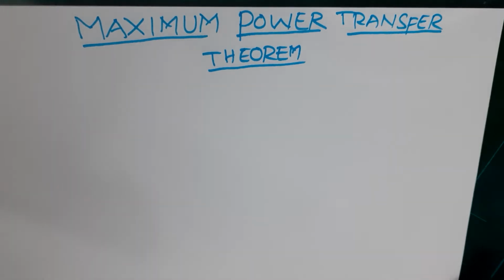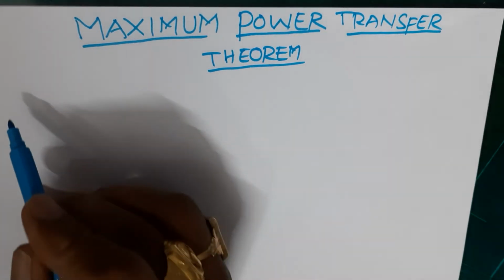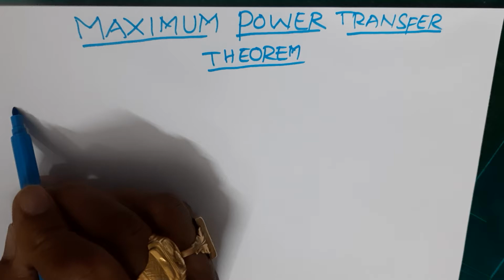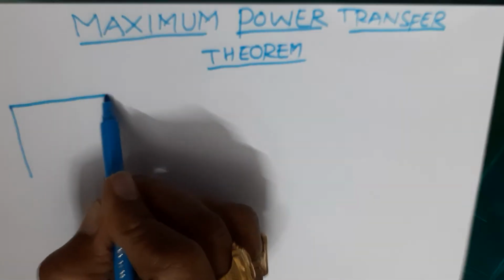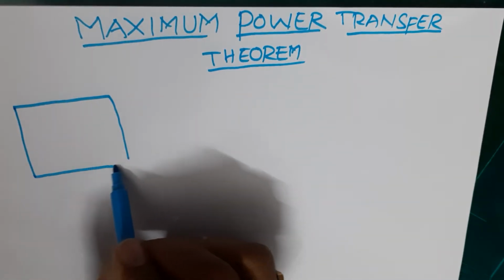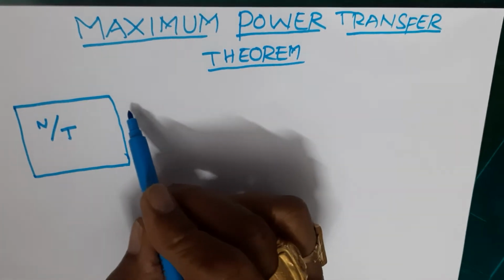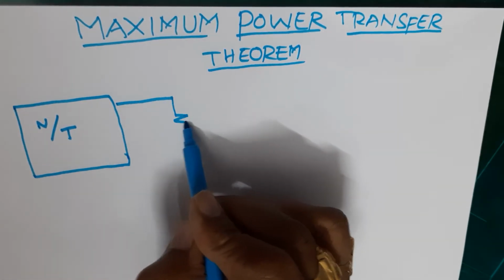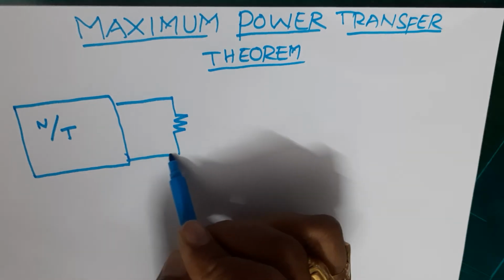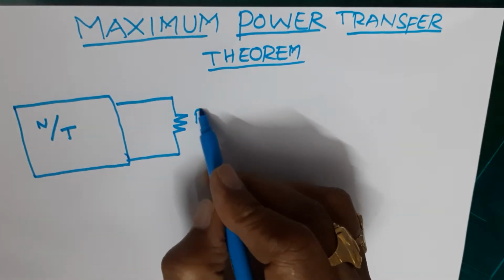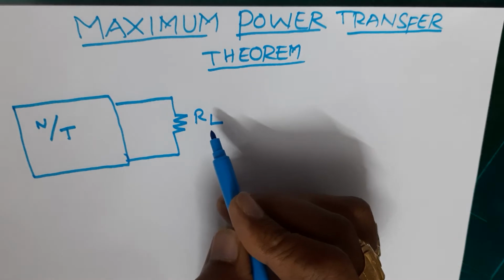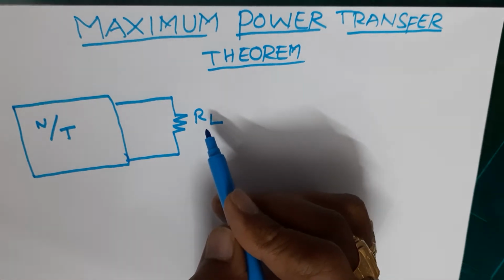My dear students, today I am going to explain the maximum power transfer theorem. Maximum power transfer theorem states that the power absorbed by the load resistance from source to load is maximum when the load resistance is equal to the internal resistance of the network.